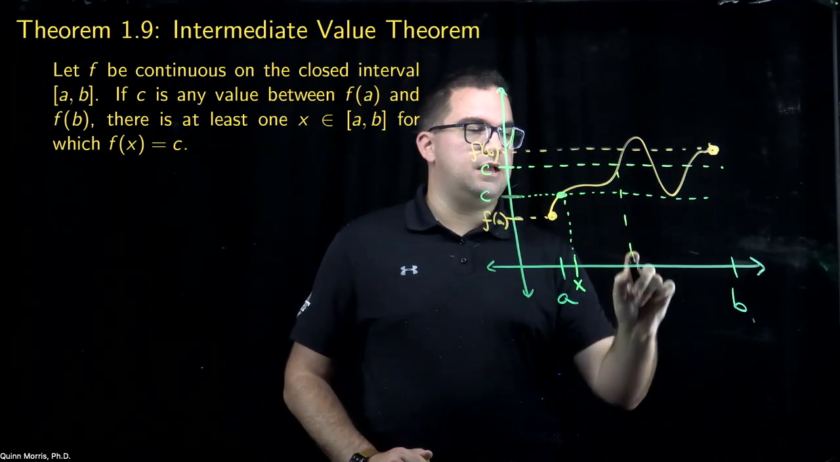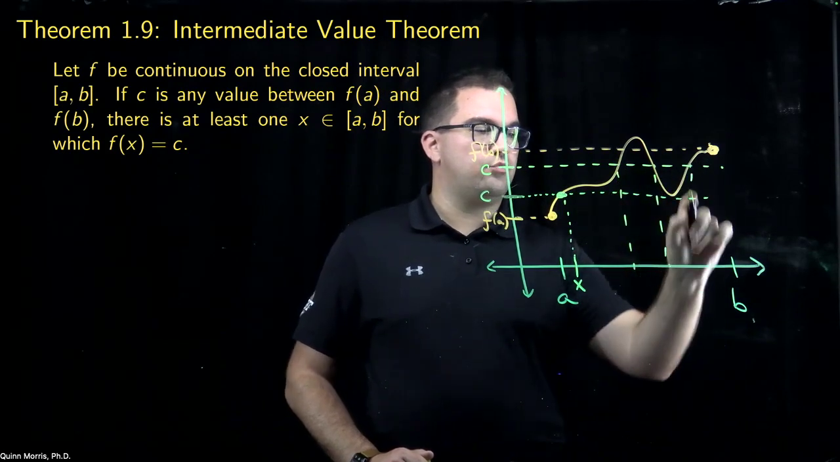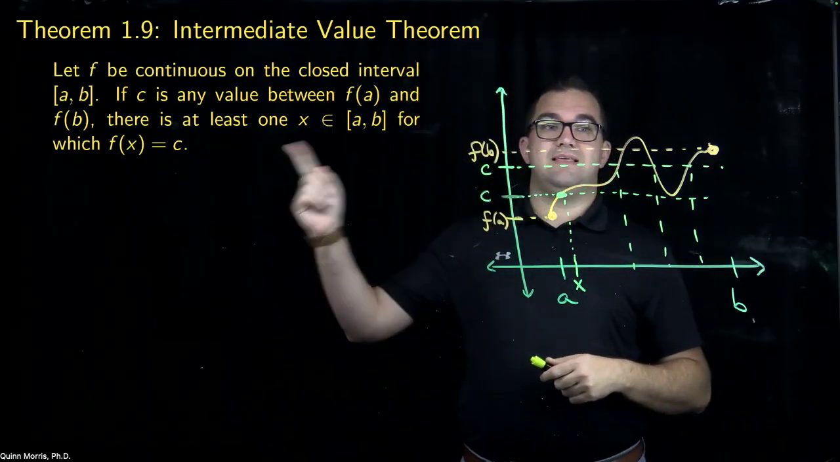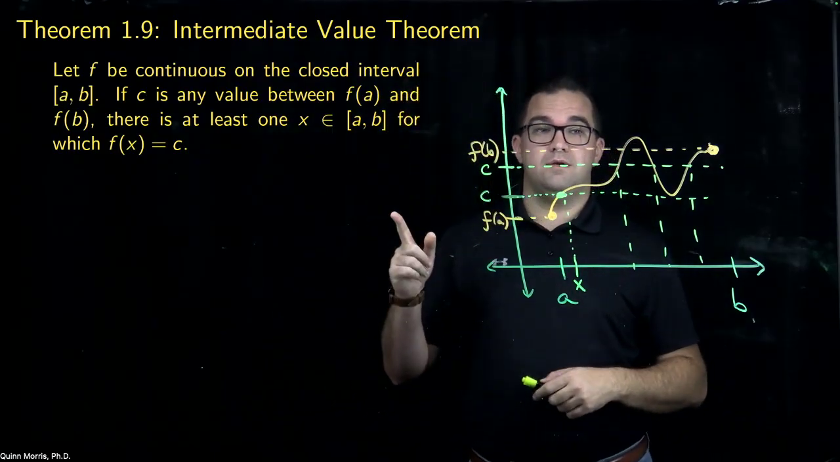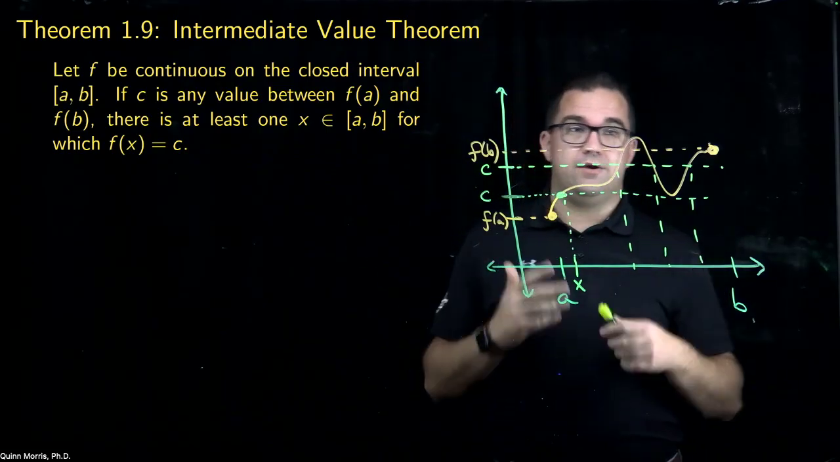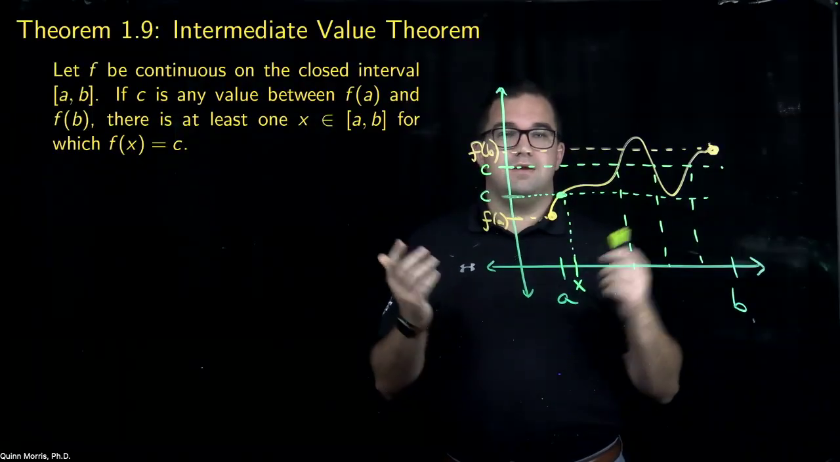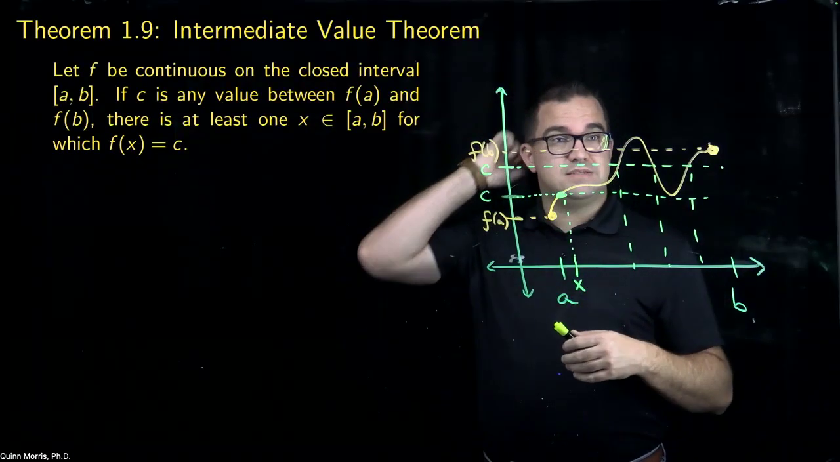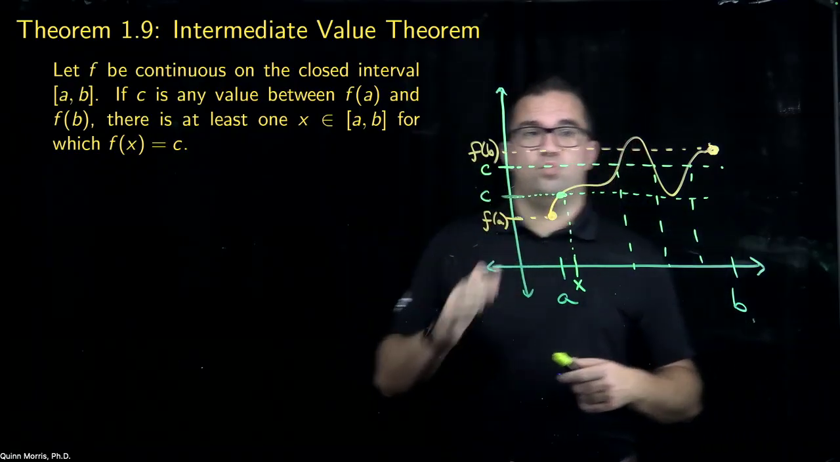Now you would actually see here, I get potentially three different x values that could work. The intermediate value theorem guarantees me that there is at least one, but it doesn't say there can't be more. There can be one or three or 7 or 12, it depends on the function. It depends on the particular C value. But it does guarantee me that there will be at least one.